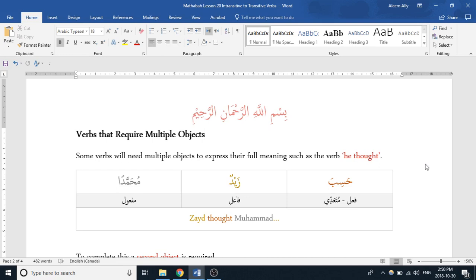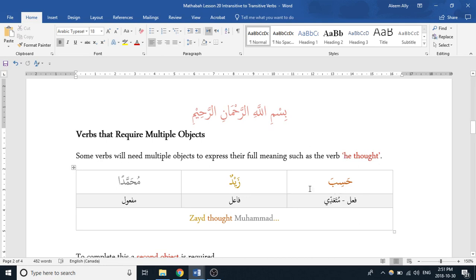They need multiple objects. An example of this is the verb hasiba, which means he thought. And just to note real quick, hasiba has two meanings. We know of hasiba, which is the one that we've learned, which is he is accounted. And then there's another version which means he thought. When they go into the present tense, one is yahsibu and one is yahsabu. That's usually how you can tell the difference. But in the past tense, they look the same. You just have to know based on context.